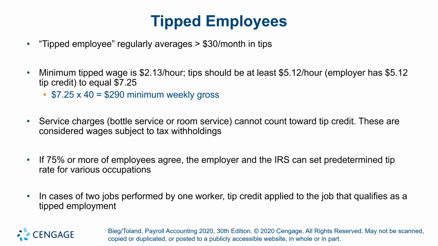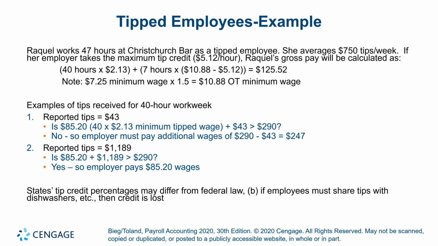All right, so here's our example, a couple examples here. The first one says, Raquel works 47 hours at Christ Church Bar as a tipped employee. She averages $750 in tips per week. If her employer takes the maximum tip credit of $5.12 per hour, Raquel's gross pay will be calculated as follows. And so we see here we'd have the 40 hours times $2.13, right? That's the minimum wage per hour for tipped employees.